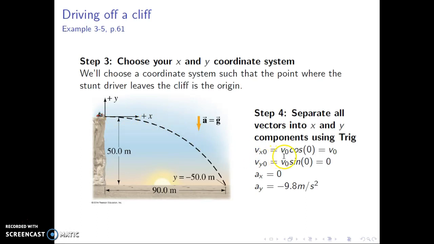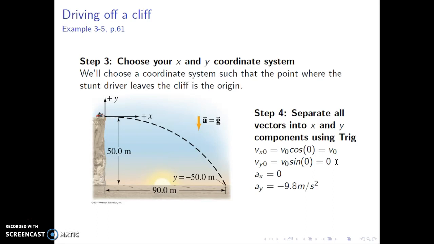So if we use trigonometry, we find that the x component would be v naught cosine of the angle, which is 0. But cosine of 0 is just 1, so that becomes v naught. Also, v naught y would be similar, only we use the sine function, but sine of 0 is 0, so there is no y component at all.